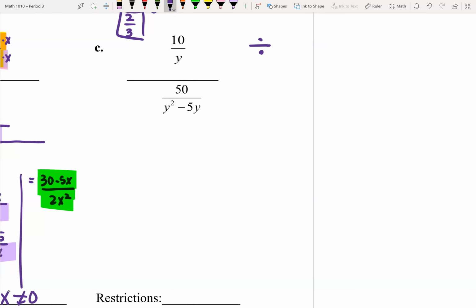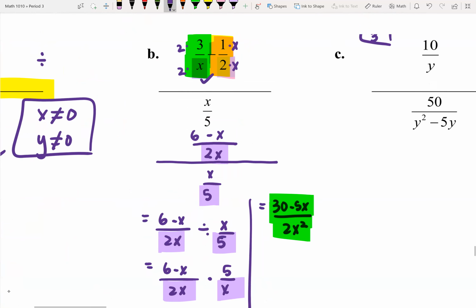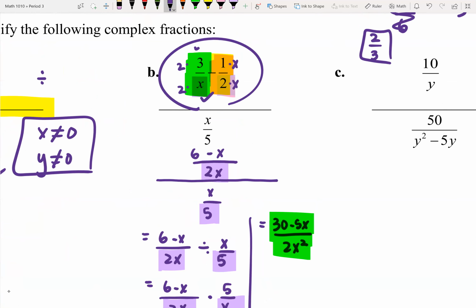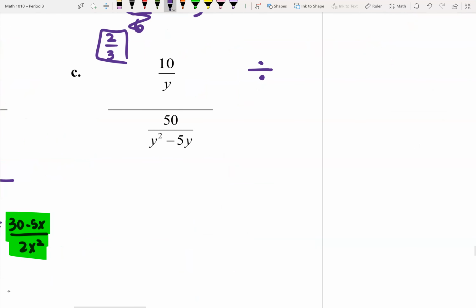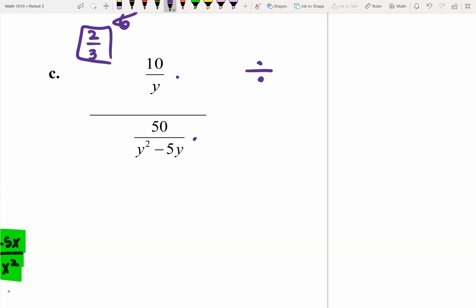Why is it ready? Because I have one fraction, just a number over a number, divided by another fraction. Do you see right here how on the top I had a term and they were 2 separate? I don't have that. I just have one fraction over one fraction. It's ready to go. Who says, now I understand? Let me see. Do a big raise to the ceiling.